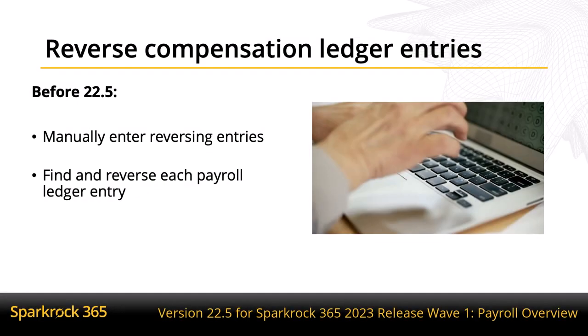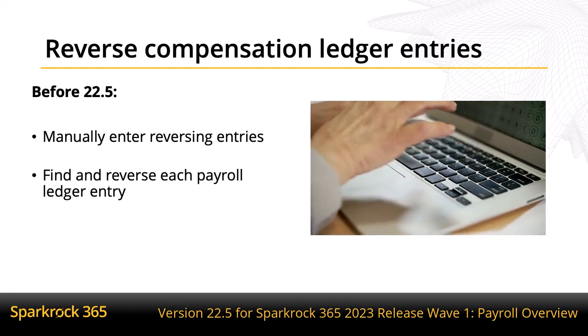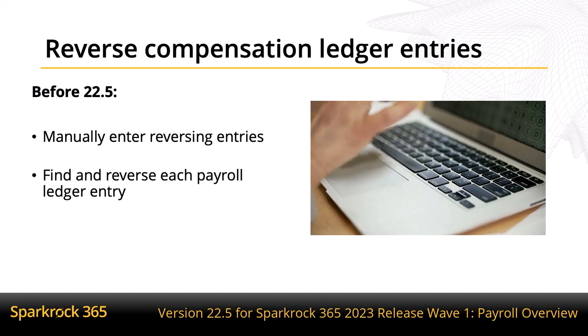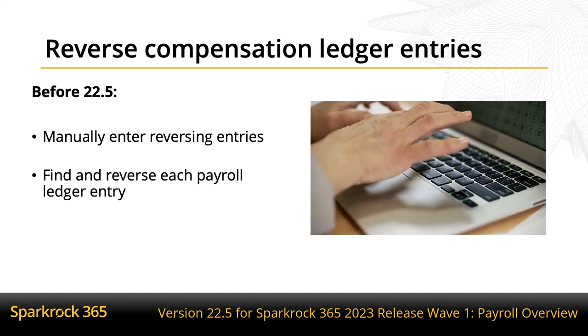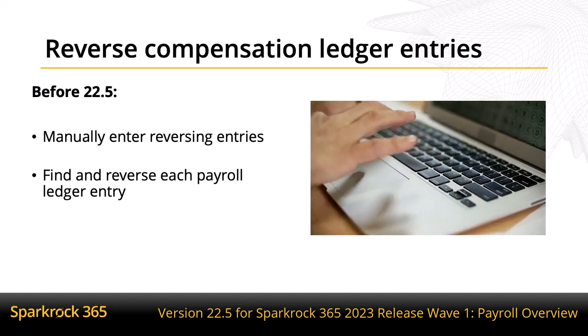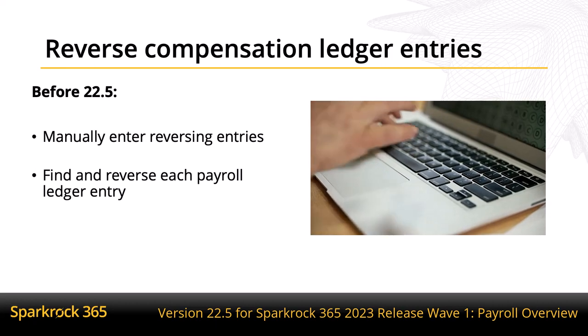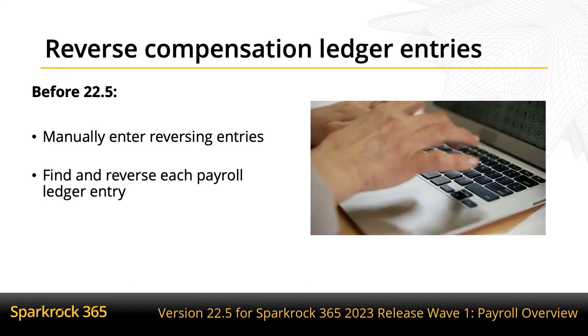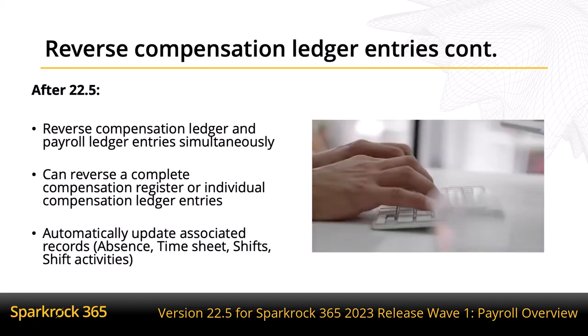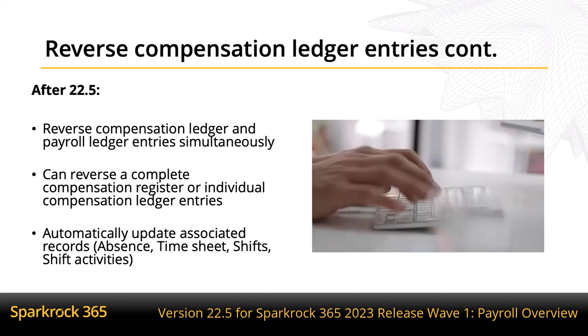The big feature for this 22.5 release is reversing compensation ledger entries. Before this release, you had to manually enter reversing entries. Then you had to go find and reverse each payroll ledger entry. You could do it, but it's like hunt and peck typing. Whereas with this new release, you can reverse compensation ledger and payroll ledger entries simultaneously.